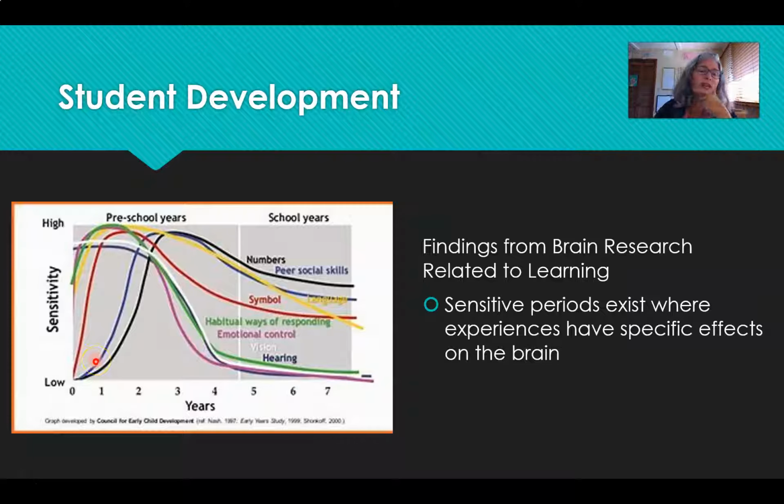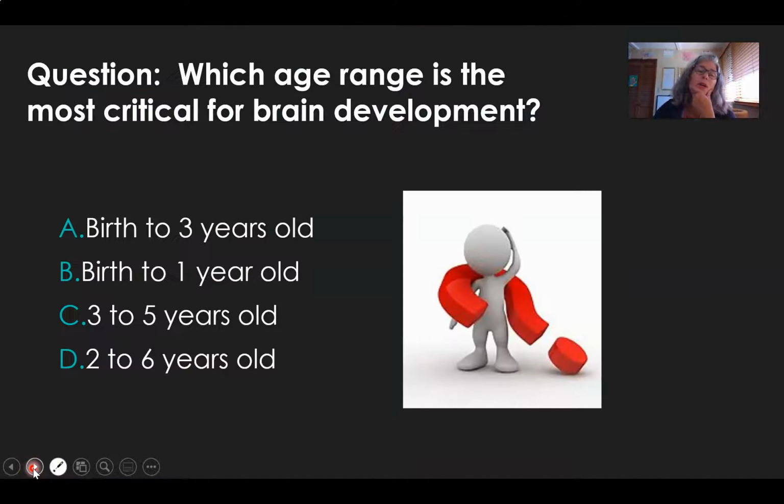So here's a chart that I found. So you can see all different things to look at, whether it's numbers or pure social skills, emotional control, or so on. And you can see where those sensitive periods are for acquiring or learning those skills. So here's a question for you, and you might have guessed this from looking at the previous chart. What age range do you think is the most critical for brain development?